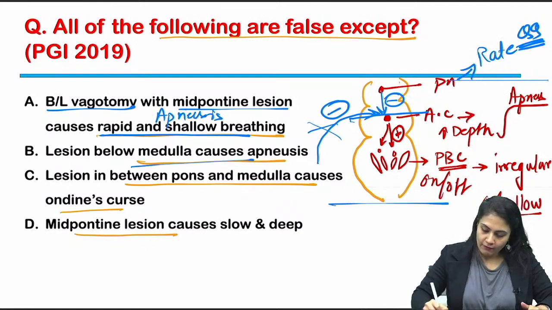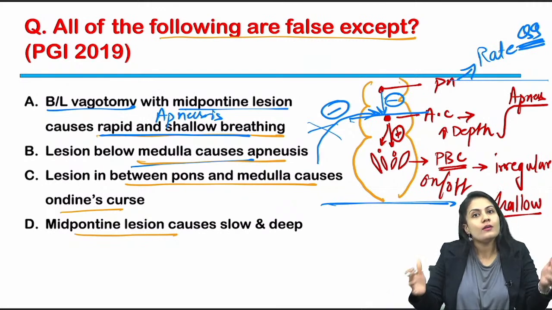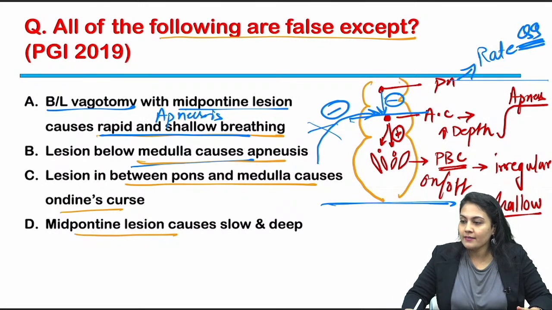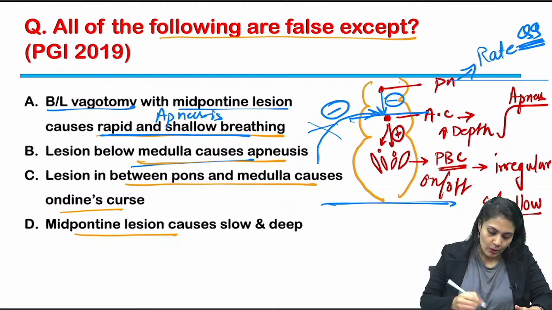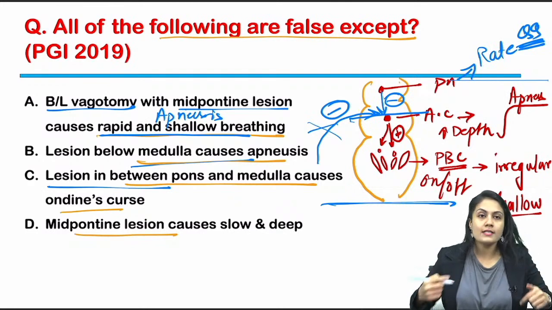Below the medulla, if you cut below the medulla, there is no on-off center. So what is going to happen? No respiration. The person will expire, right? So below the medulla, there will be no respiration. Lesion between the pons and medulla causes Ondine curves.